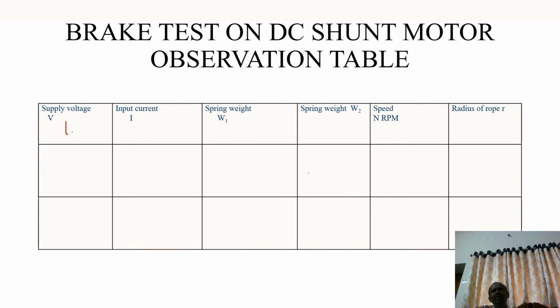Speed is our maximum speed, which means the machine is rotating under normal condition, under no load, approximately 1500 rpm. At that no load condition, the machine rotates at maximum speed. You can write N is equal to the N value, and note the radius of the rope, whatever value you calculate, and write it here. So this is the total reading under no load operation.